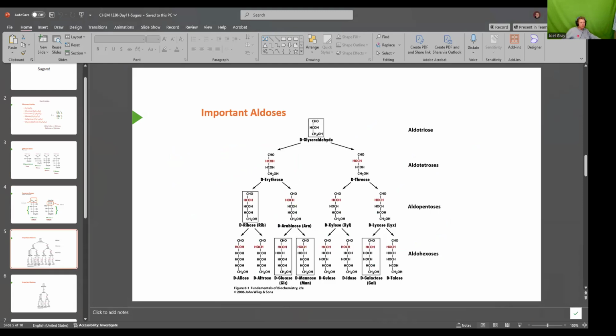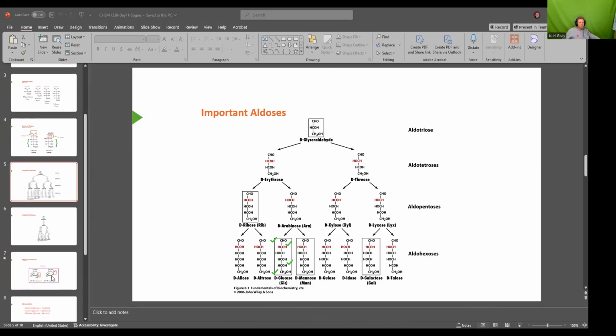Because it's relevant to almost everything. Glucose is a major energy source for any organ or for most organisms, except for plants. Plants make it. So I want you to know the structure of glucose. In addition to that, I want you to be able to identify hexoses, aldoses, tetroses, pentoses, and trioses. So basically, how many carbons does a sugar have?